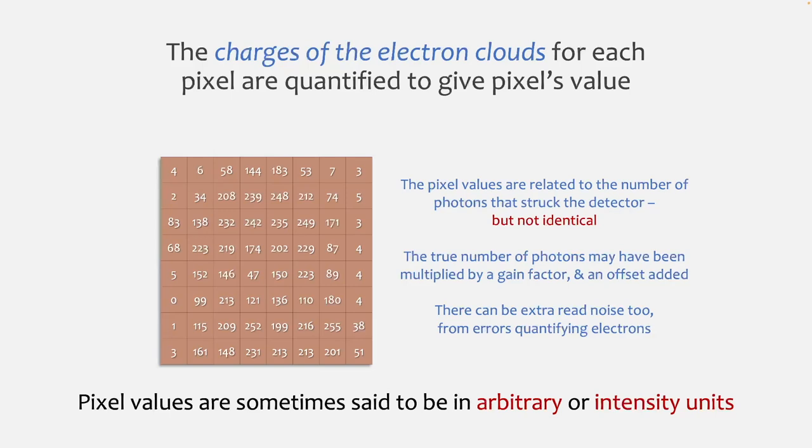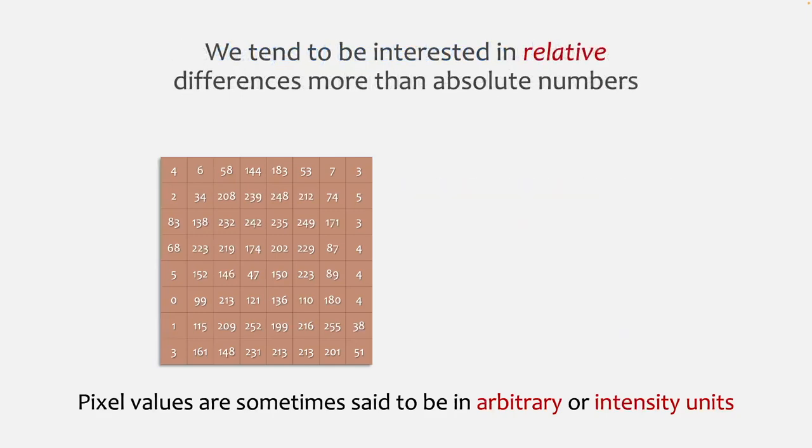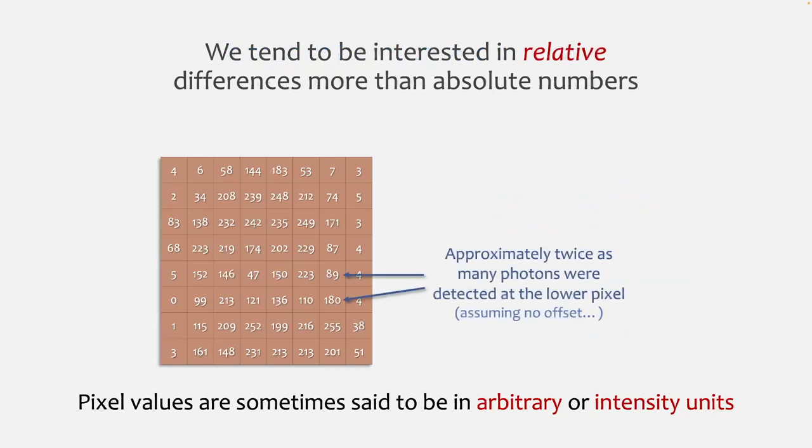You could have an offset which is added to all the pixels. And so ultimately, we end up with pixel values that are often said to be in arbitrary or intensity units, but they aren't directly counts of photons. The relationship is more complicated, and it depends on the specifics of the imaging system. But what we can say is that the pixel value should be related to the amount of light that was emitted from a corresponding region of the sample. And we can start to try and make inferences based upon relative differences between pixel values.